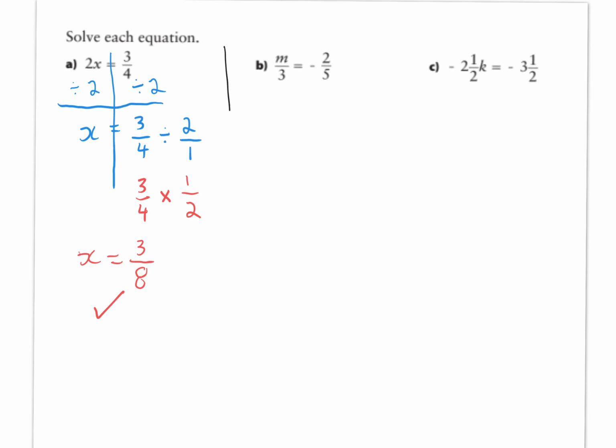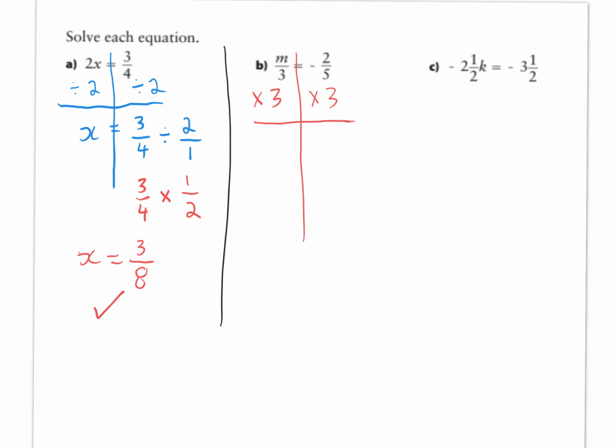So for this next one, we have m divided by 3 equals -2/5. So I know I'm going to have to cancel this division by 3. To cancel division, we need to multiply both sides by 3. So I'm going to draw a line down, and we're just going to write times 3 on one side and times 3 on the other. So what happened is these 3's are gone now from this side. So we're just left with m. And over here we have -2/5 times 3.